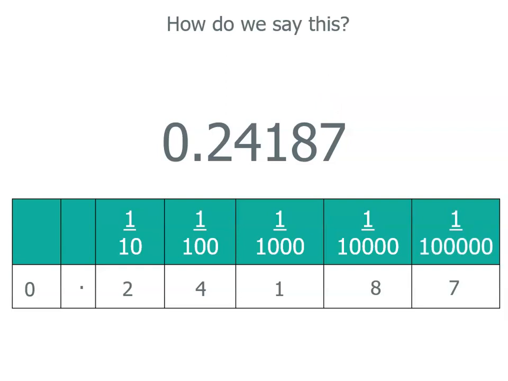So when we think of what that number is, it's actually 24,187 hundreds of thousandths. Not hundreds of thousands, it's actually a number less than 1. So it's hundreds of thousandths.